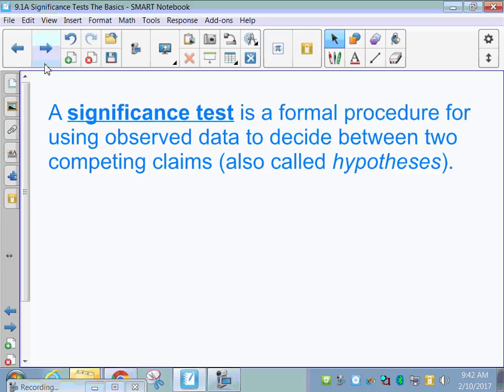So first of all, what's a significance test? That's what we're learning. You might want to write this definition down. A formal procedure for using observed data to decide between two competing claims, also called hypotheses. So we're always going to have two competing claims. We're going to do a random sample, and then we're going to use our observed data, our random sample, to decide which hypothesis we think is true. We either believe the 80% or we don't believe the 80%.